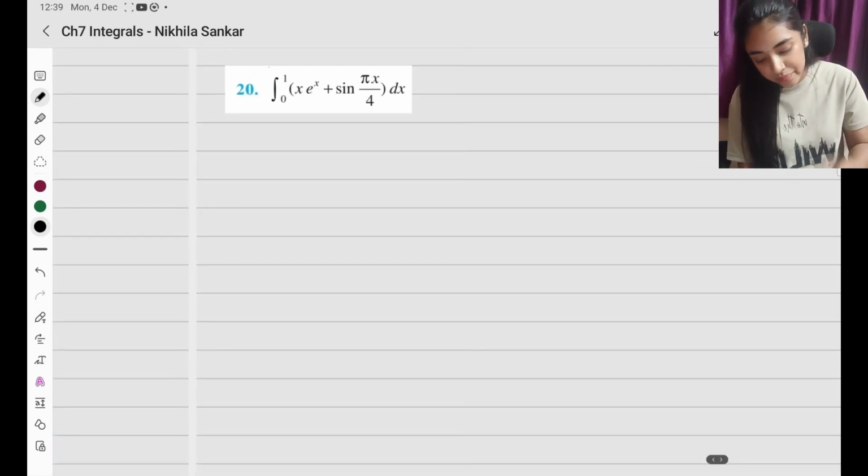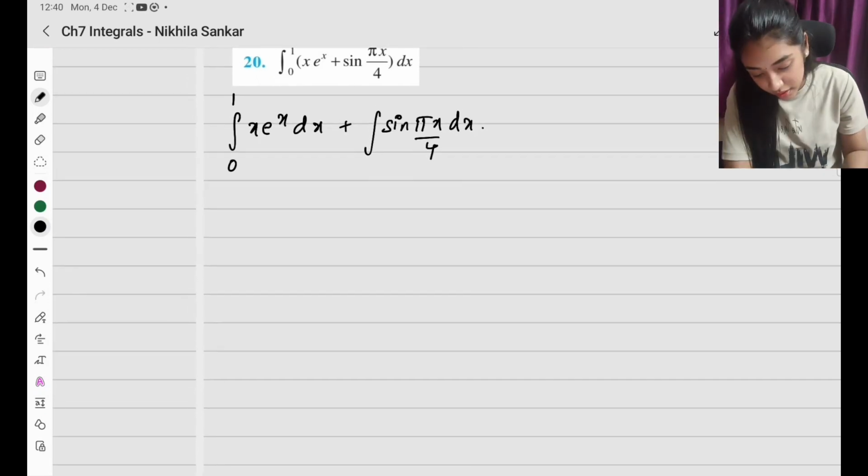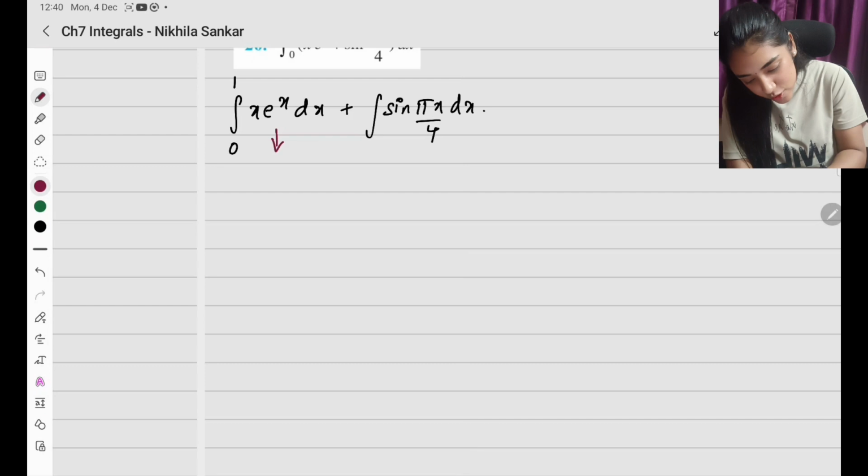Question number 20. So this I can split into two integrals: integral 0 to 1 of x e to the x times dx plus integral of sine pi x by 4 times dx. The first integral is going to be integration by parts. I have two different functions, and the second is going to be a simple integral. So let me take this as I and this as k.